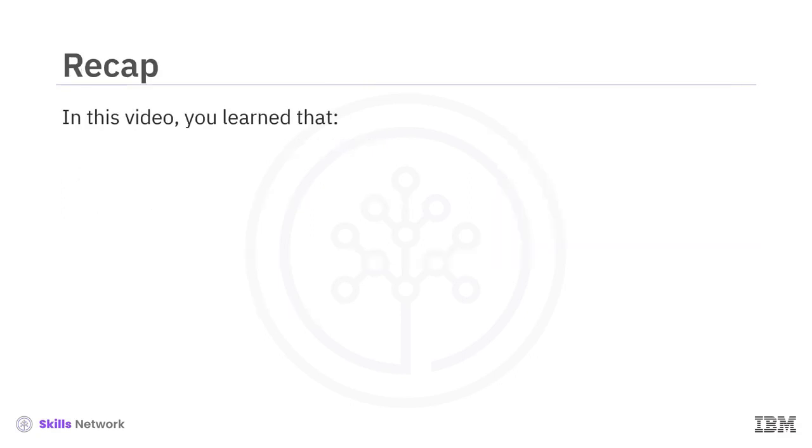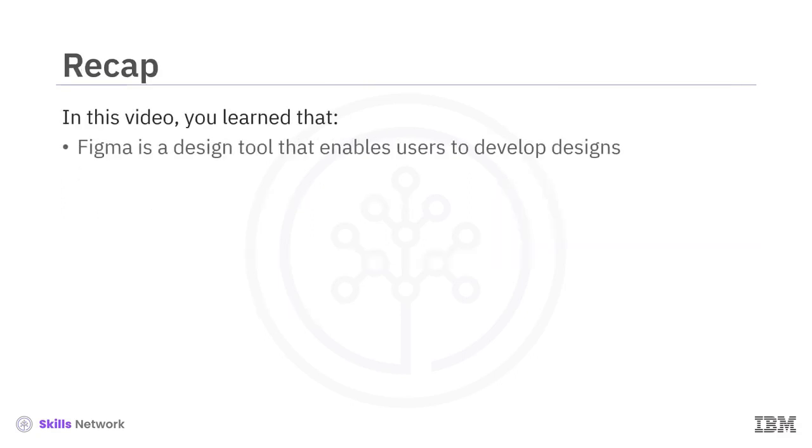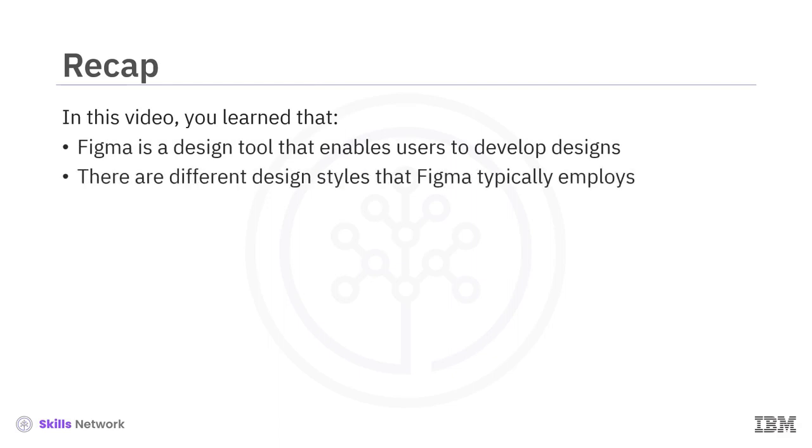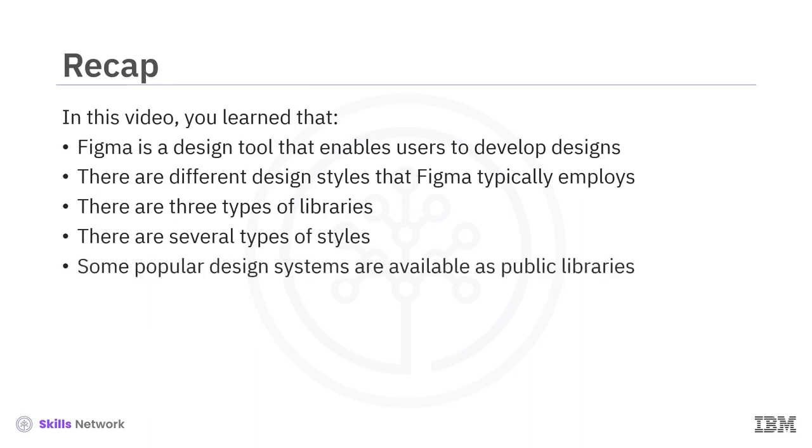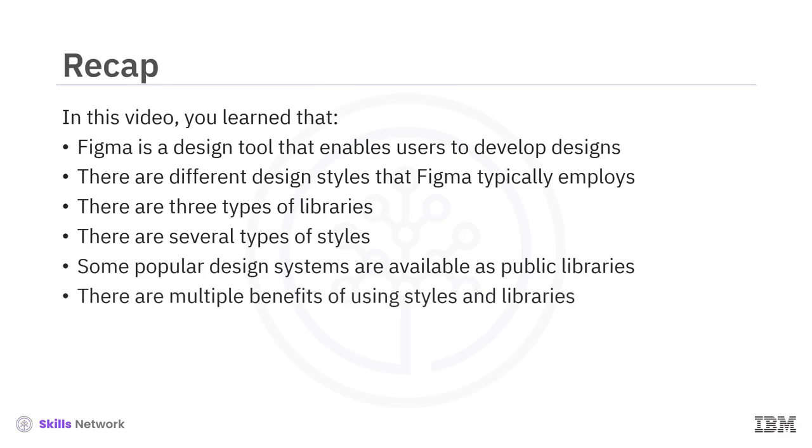In this video, you learned that Figma is a design tool that enables users to develop designs. There are different design styles that Figma typically employs. There are 3 types of libraries. There are several types of styles. Some popular design systems are available as public libraries. There are multiple benefits of using styles and libraries.